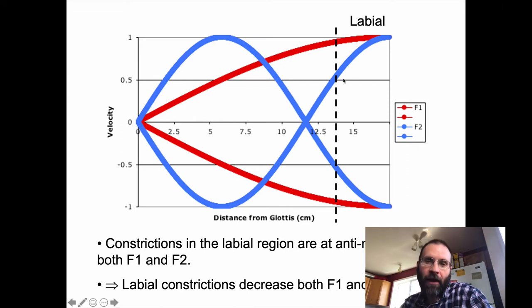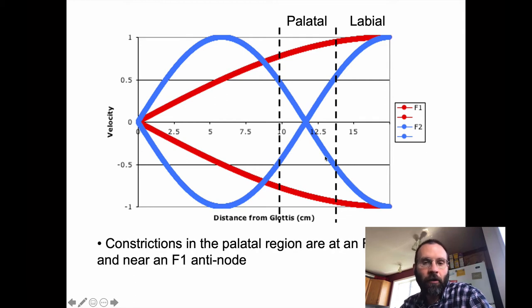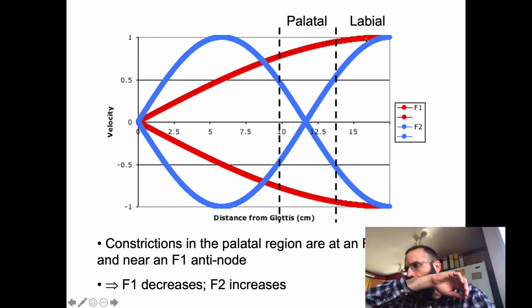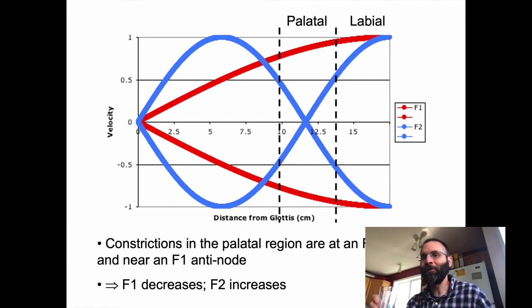Move a little bit further back, and F2 gets into more of a nodal region, between about 9 and 13 centimeters from the glottis. I'm going to label that as the palatal region. If you constrict there, we have a node for F2 and an antinode for F1. So a constriction there should raise F2, but it should decrease F1, because we're still relatively close to the antinode at the front of the vocal tract. Sorry, my voice doesn't want to work today.